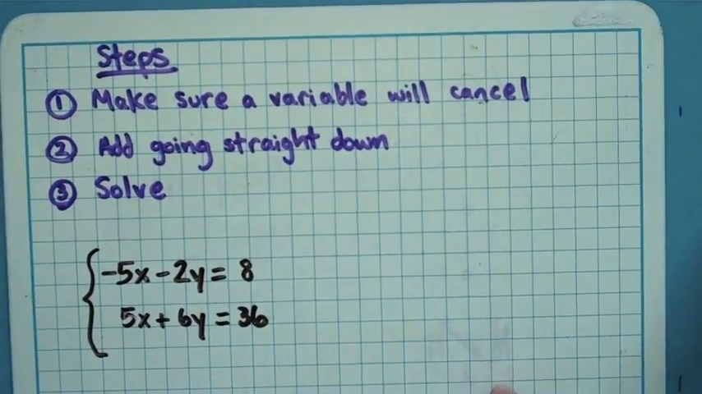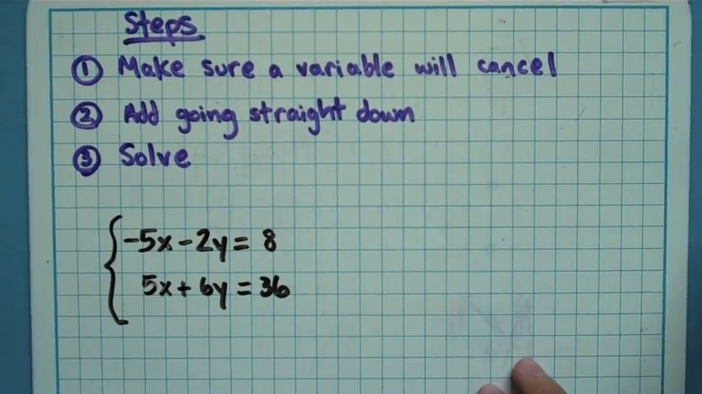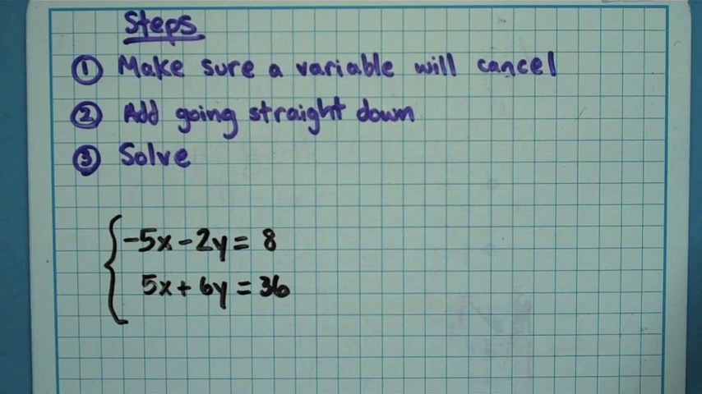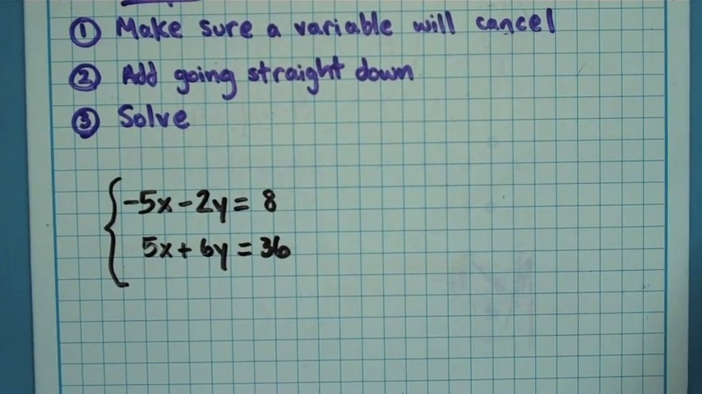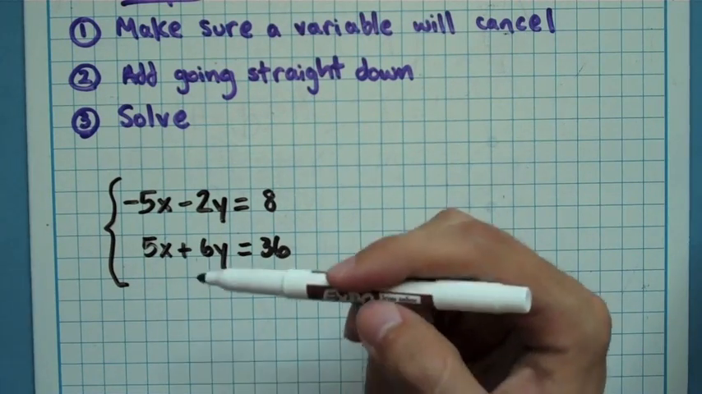So I went ahead and wrote down the steps for this method here, and I put one more example here. I'm trying not to make the steps too crazy. Make sure a variable will cancel, which we'll talk about. Just add going straight down, and then solve your equation. So another example right here. Again, I could do any number of methods to solve this system, but I'm going to do my elimination method.